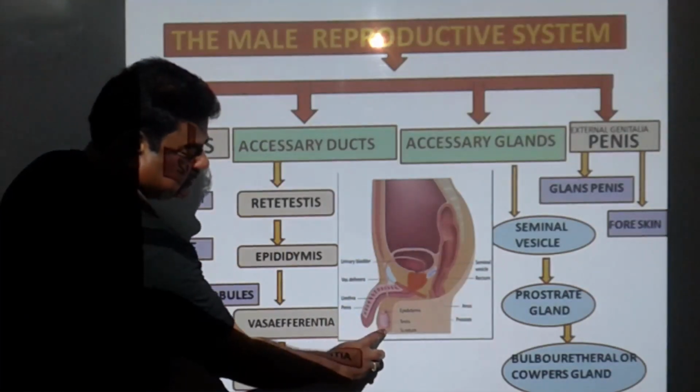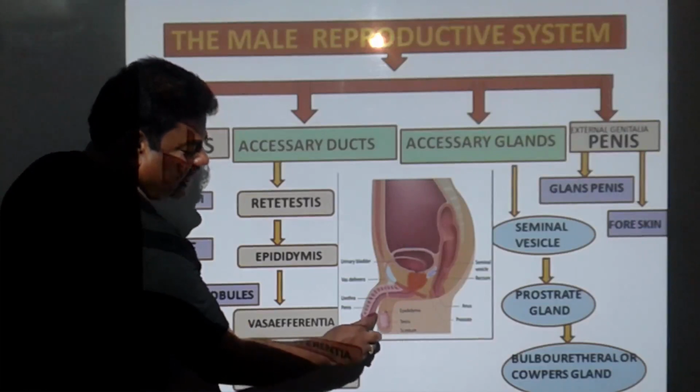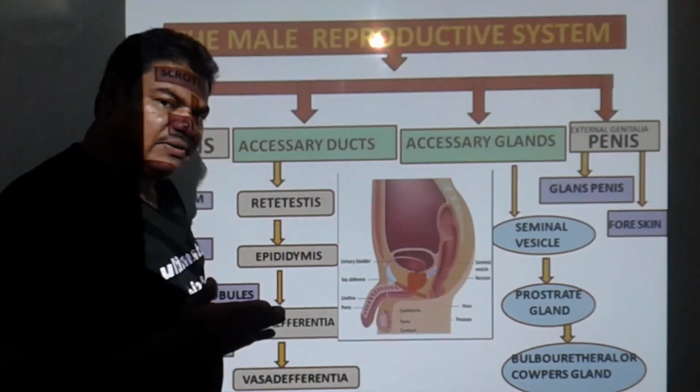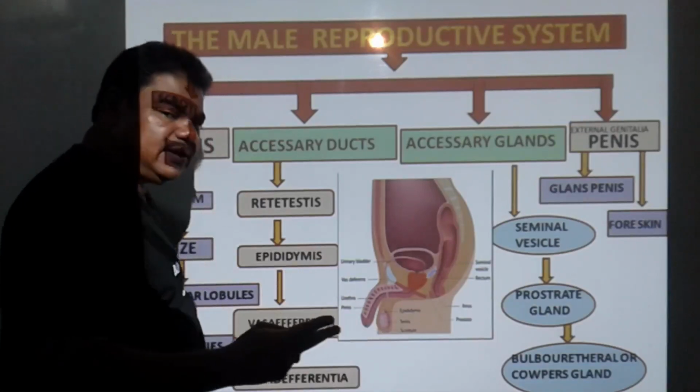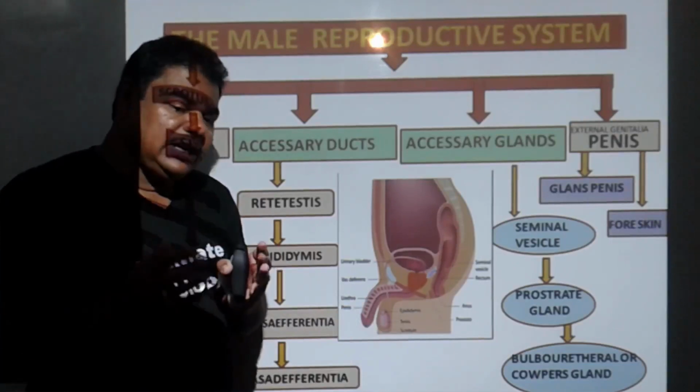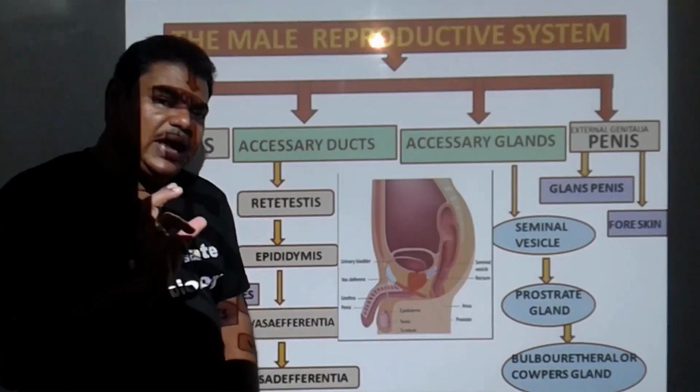The first part of the male reproductive system is the testes. The testes are present in this sac, which we call the scrotum, outside the abdominal cavity. Two testes are present, means the testes are in a pair, present outside the abdominal cavity in the sac known as the scrotum.